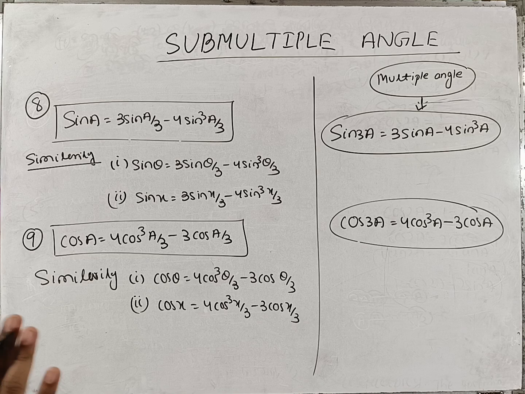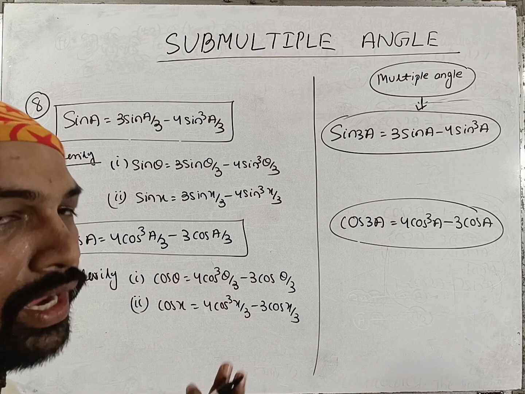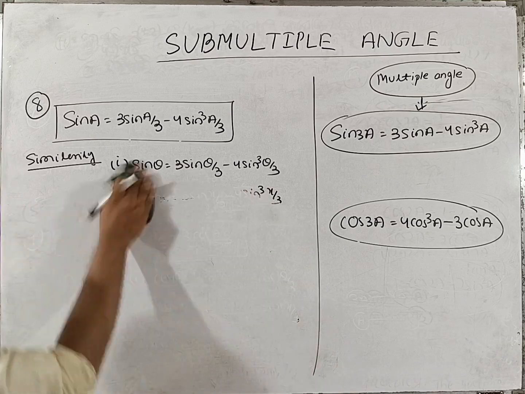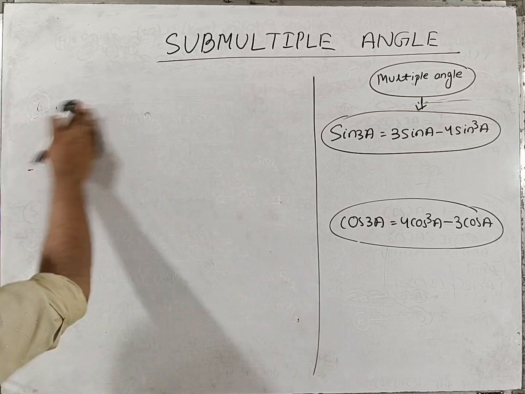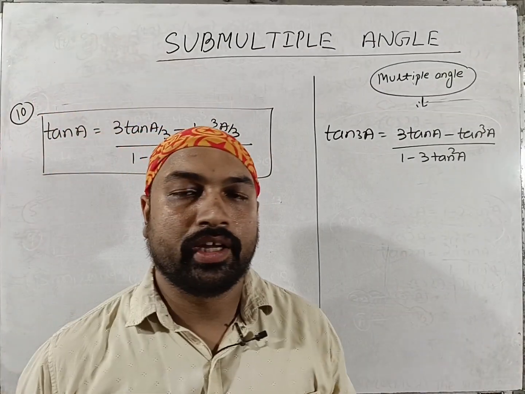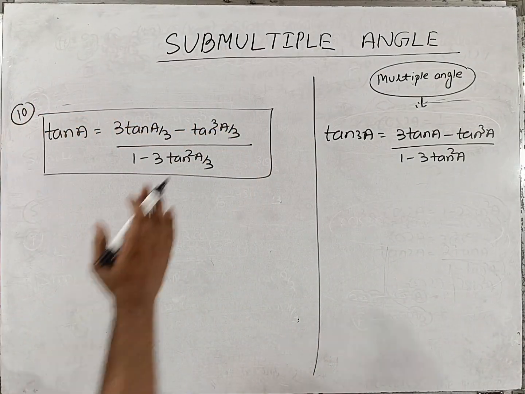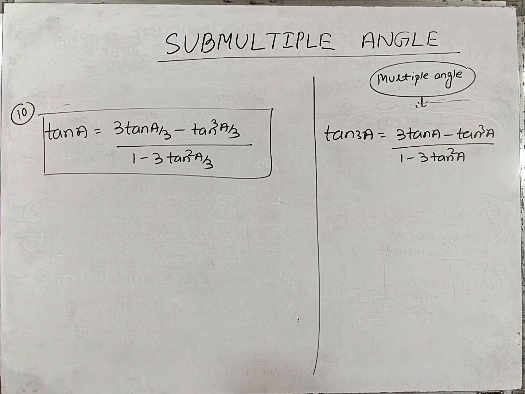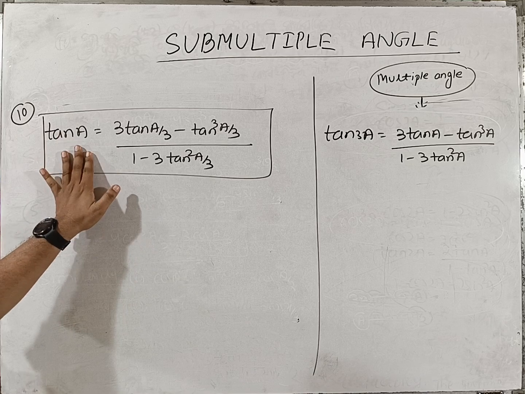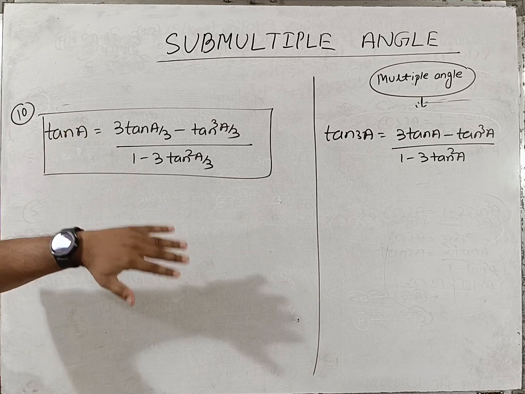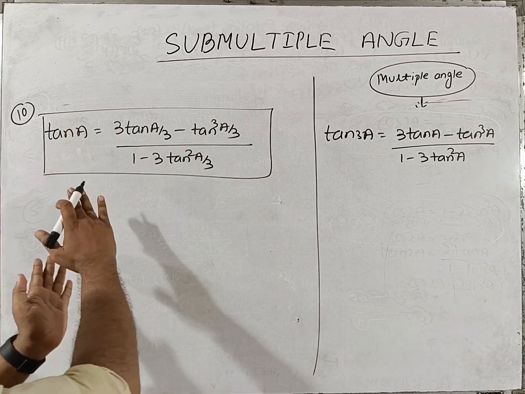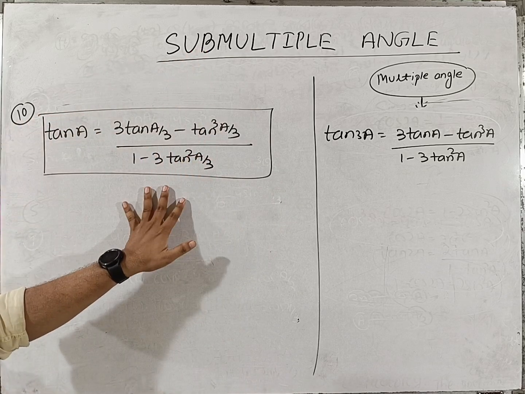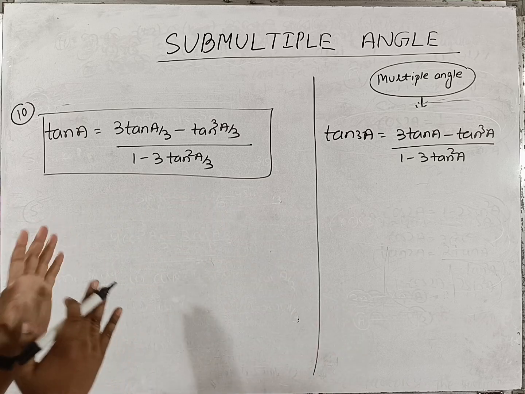Now, let us go through the last formula of this submultiple angle topic. Here it is the formula number 10. We know that from the multiple angle topic, tan 3A is equal to 3 tan A minus tan cube A divided by 1 minus 3 tan square A. In the submultiple angle topic, 3A has been converted into A, and A has been converted into A by 3, so that tan A is equal to 3 tan A by 3 minus tan cube A by 3 whole divided by 1 minus 3 tan square A by 3.